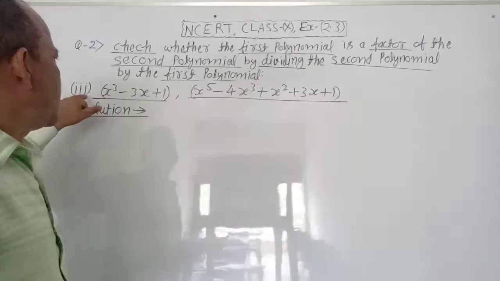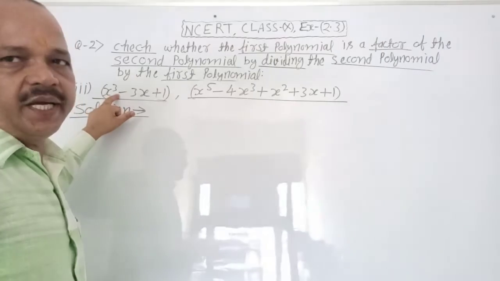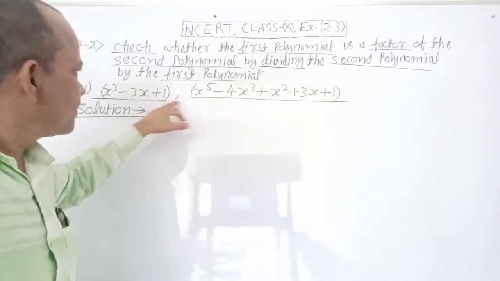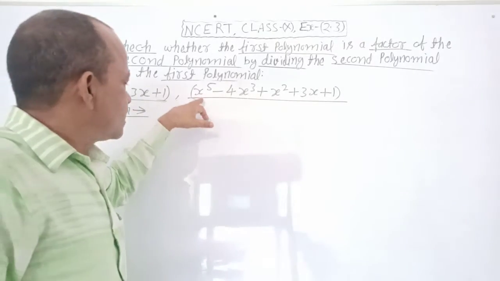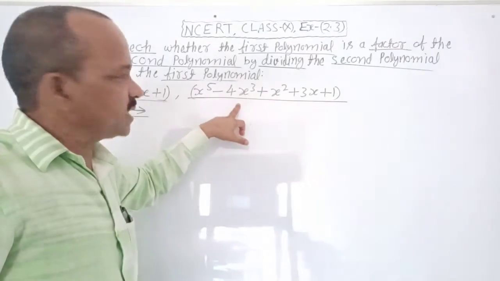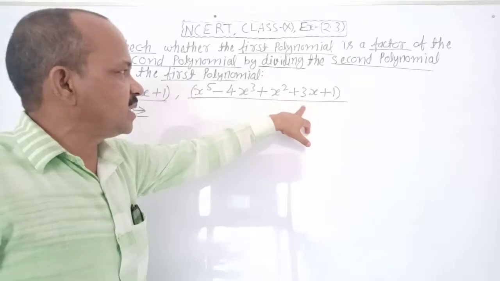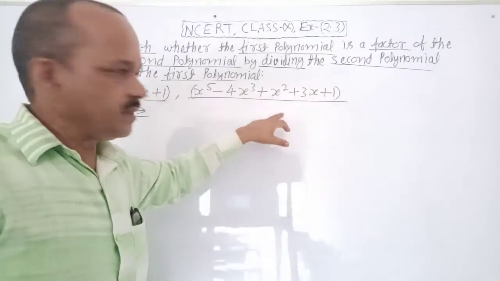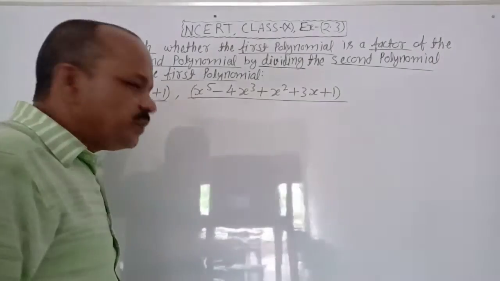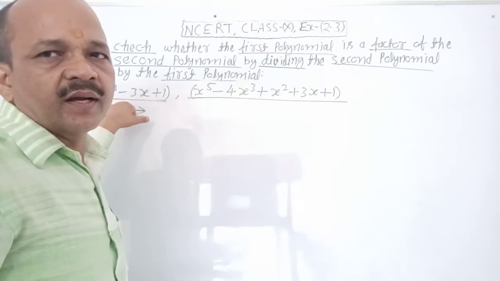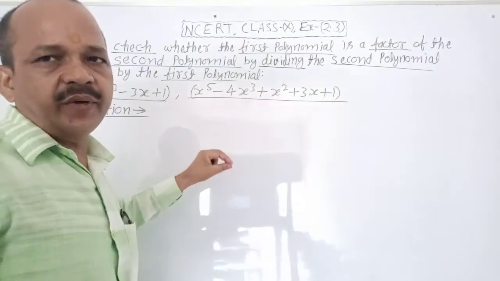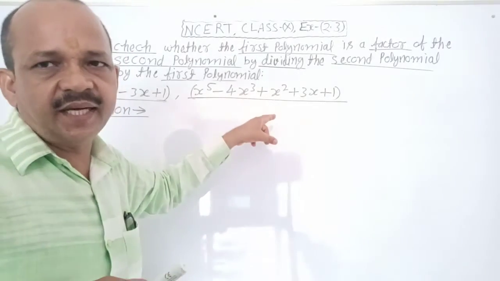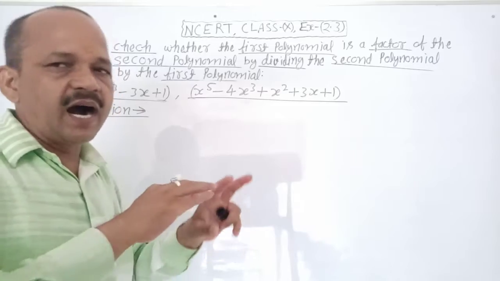Question second, part third. The first polynomial is x cube minus 3x plus 1. The second polynomial is x power 5 minus 4x cube plus x square plus 3x plus 1. You divide the second polynomial by the first polynomial, and in this way you check whether the first polynomial is a factor of the second polynomial or not.